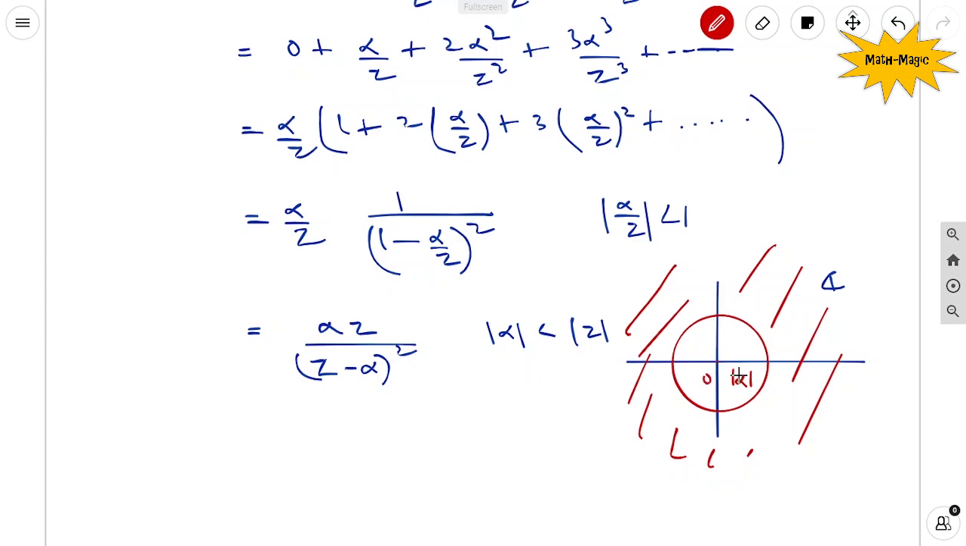So this was all about part 1 of the lecture on the z transform. In the next part we are going to take some more problems based on the z transform. We are going to see properties of the z transform.